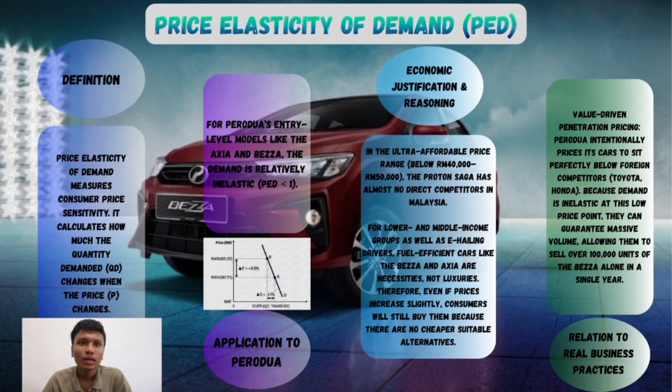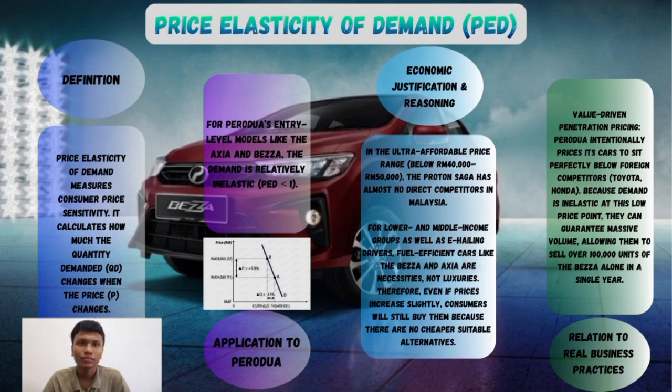In terms of business practice, Perodua uses a value-driven penetration pricing strategy. The company intentionally puts the price for vehicles lower than foreign competitors to attract mass market consumers, because demand at this price range is relatively inelastic. Perodua can maintain very high sales volume and strong market share in Malaysia. For example, according to statistics in Malaysia, the Perodua Bezza managed to achieve sales of more than 100,000 units within a single year. It shows the strong and stable demand for affordable Perodua vehicles.